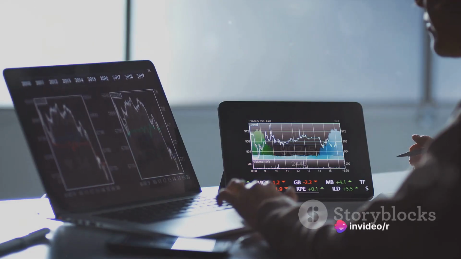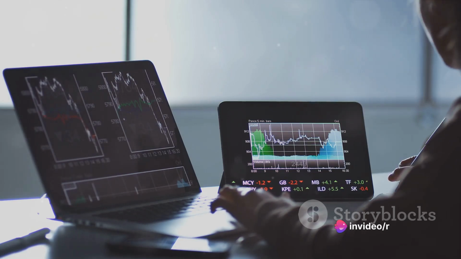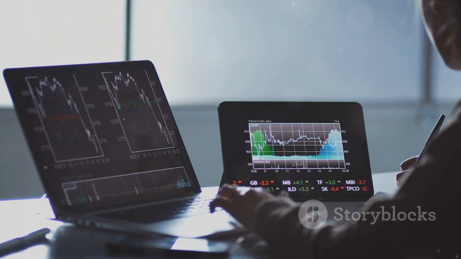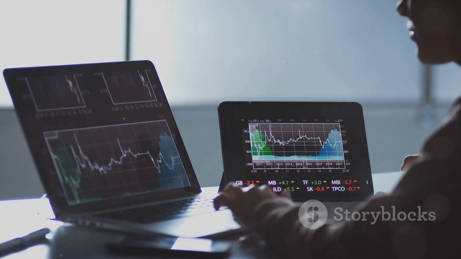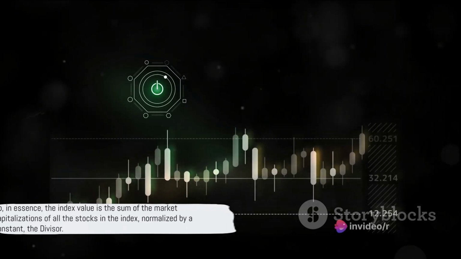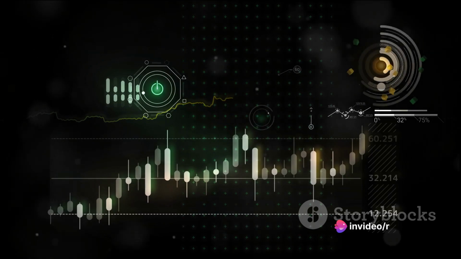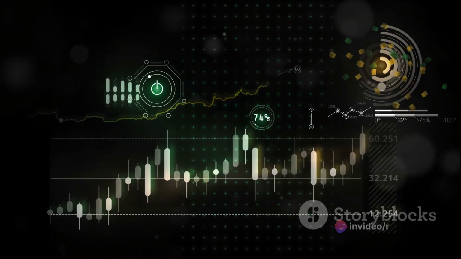Once we have the sum of all market capitalizations, we divide this figure by the divisor to get the index value. This value is what you see quoted in the financial news as the value of the index. So in essence, the index value is the sum of the market capitalizations of all the stocks in the index, normalized by a constant, the divisor.